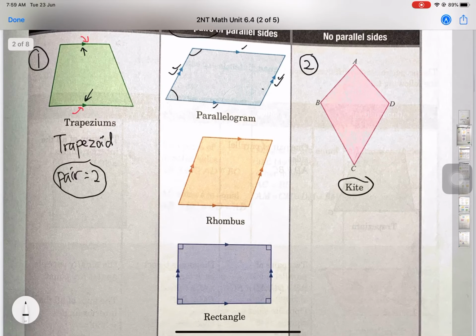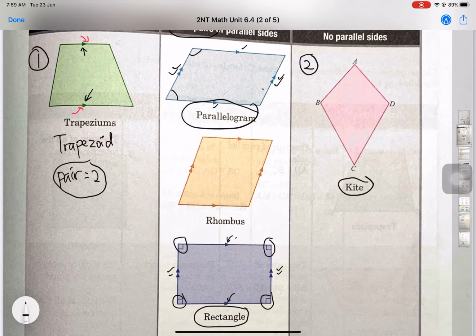Okay, if I were to compare a parallelogram with a rectangle, they are almost the same, right? Rectangle also has 2 pairs of parallel sides. This pair, the top and bottom, are parallel to each other, and the second pair, the left and the right, are parallel to each other. But the only difference between parallelogram and rectangle is that, you see, rectangle, the angle is 90 degrees at the 4 corners. What is 90 degrees? Right angle, right? So we can call it right angle or 90 degrees. Okay, so that's for a rectangle.